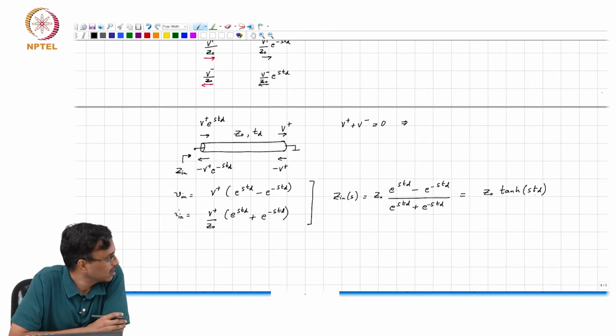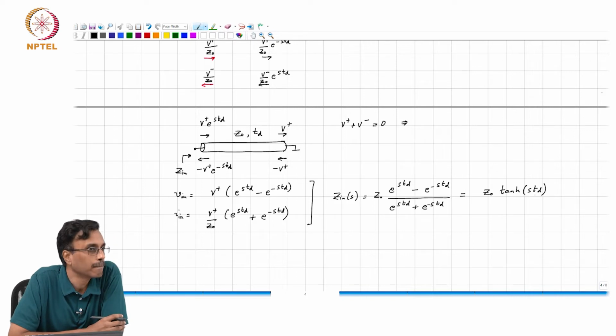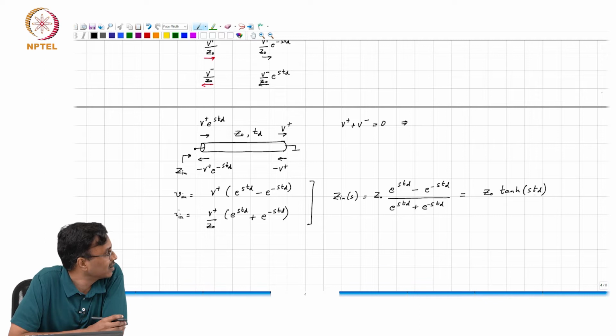Sanity check. At Td equal to 0, yes, fine, but Td is not equal to 0. If Td is not equal to 0, what must be the DC impedance looking in? What must be the DC impedance looking in? It's a short circuit, right? Okay, it's a short circuit.